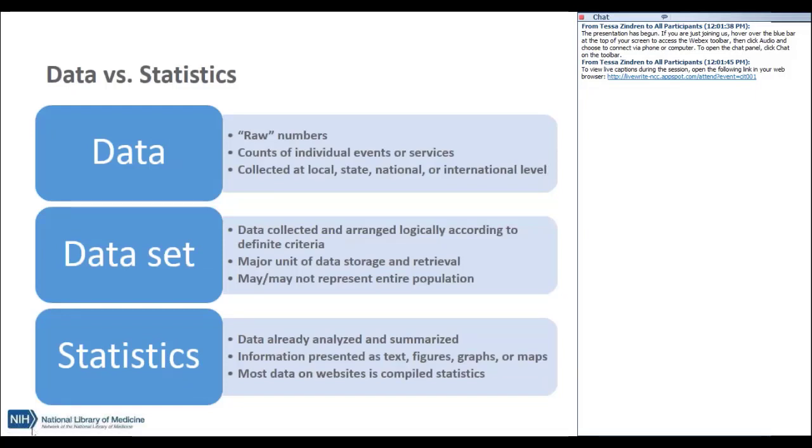I think that a good way to start talking about statistics is to define what they are and what they are not. And you can see descriptions here of data, data sets, and statistics. Data is the raw numbers or individual counts of something happening. A data set is when the data has been arranged in a logical way, and statistics is when the data has been analyzed or summarized in a way that is easier for someone to understand. And this could be through a percentage, creating a graph, or showing the information on a map. I think that a lot of the health information that we see regularly reported is already in the statistic form. And today we'll focus primarily on where you can locate those statistics.